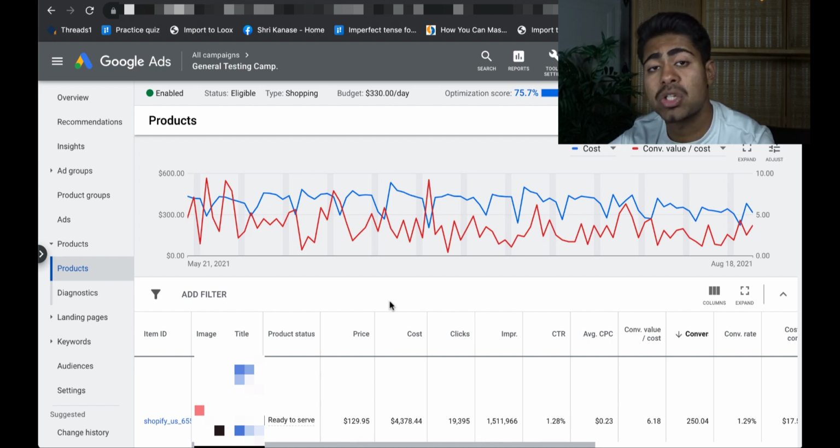That campaign has actually been crushing it. On a lot of the days, that actually outperforms this standard shopping campaign by a lot. The average ROAS on that campaign is actually a 5.0 and above. So that's an absolutely insane campaign.